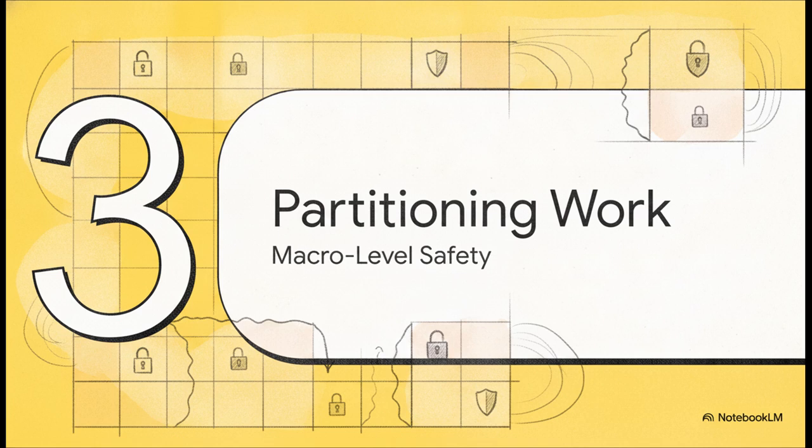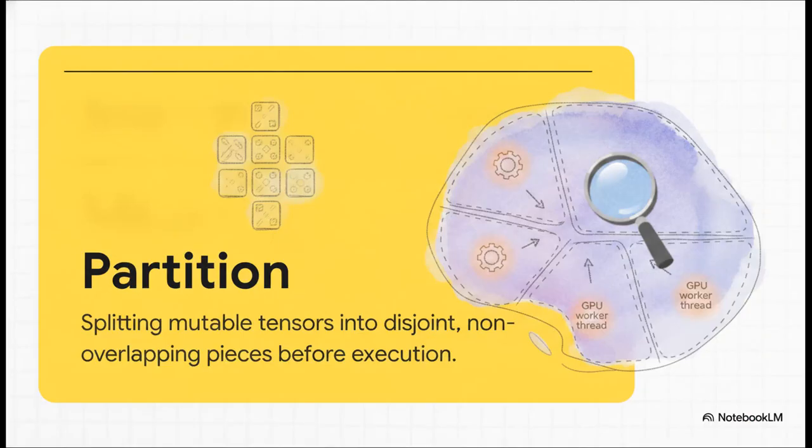Moving on to part 3, partitioning, dividing the work to achieve macro-level safety on the grid. So how does Qtile Rust actually pull off this memory safety without killing our performance? It attacks the problem from 2 angles, starting with this brilliant concept called partitioning. Let's define our terms here real quick. A tile is just an immutable, array-like value of a fixed size. Pretty simple. But a partition, that's the act of splitting up mutable data, say a giant output tensor, into entirely disjoint, non-overlapping pieces before the GPU even launches its work.